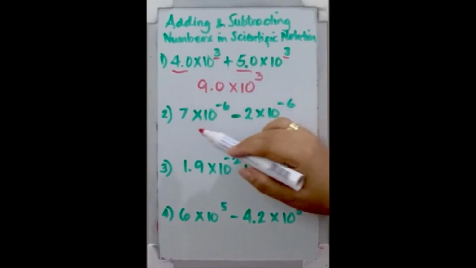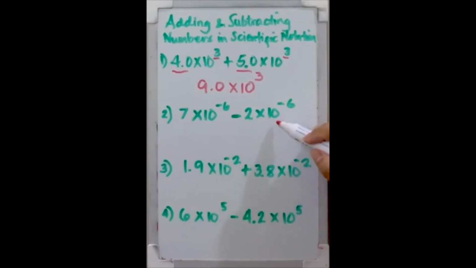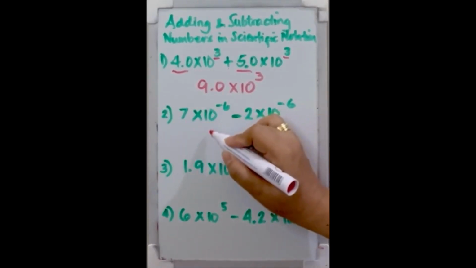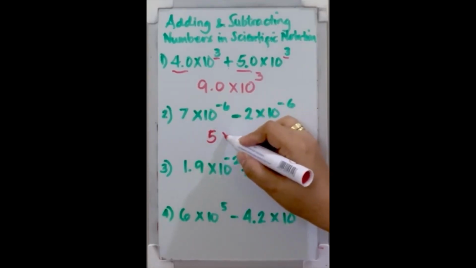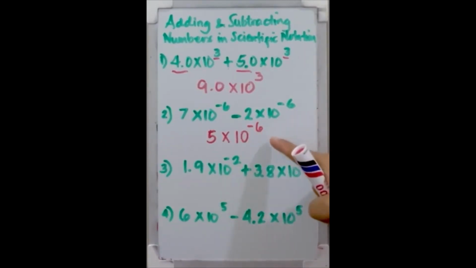Example number 2, we have 7 times 10 raised to negative 6 minus 2 times 10 raised to negative 6. So looking at these exponents, we have the same negative 6 exponent, so we can directly subtract the coefficients. So 7 minus 2 will give us 5 times 10 raised to the power of negative 6. So this is the answer for number 2.